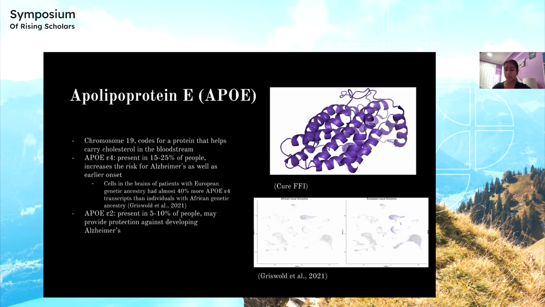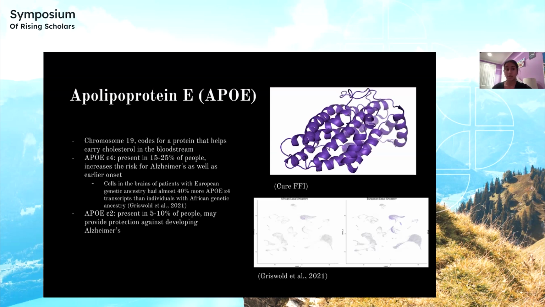the brains of patients with European genetic ancestry had almost 40% more ApoE4 transcripts than samples from individuals with African genetic ancestry. Currently, the mechanism that leads to this difference in ApoE4 expression is unknown, but scientists speculate that it is caused by DNA methylation or enhancer repressor activity, two processes that regulate gene expression. Interestingly, the ApoE2 allele may provide some protection, as if Alzheimer's occurs in a person with the ApoE2 allele, it typically develops later in life than it would with someone with the ApoE4 allele.